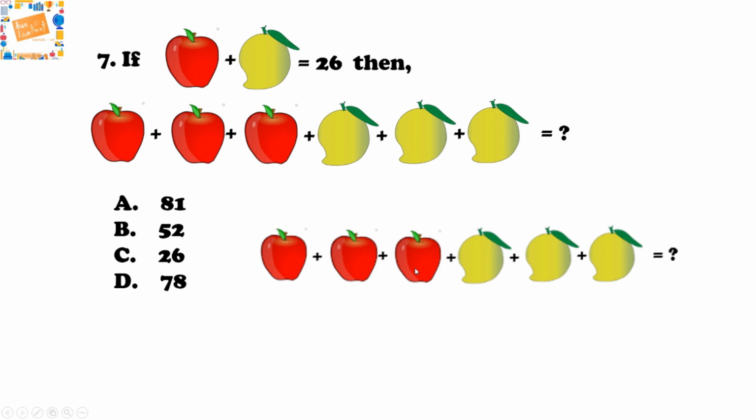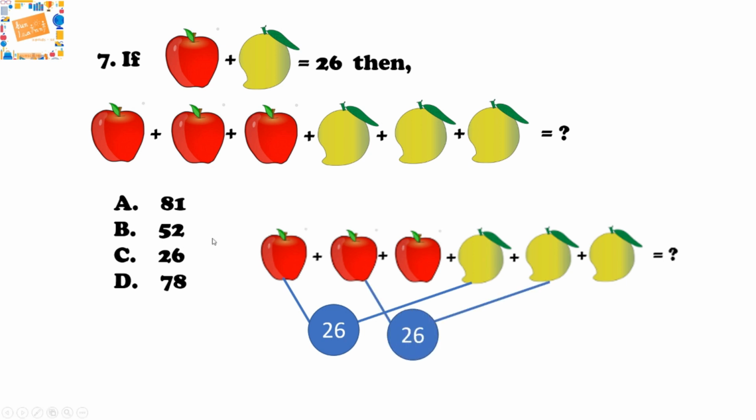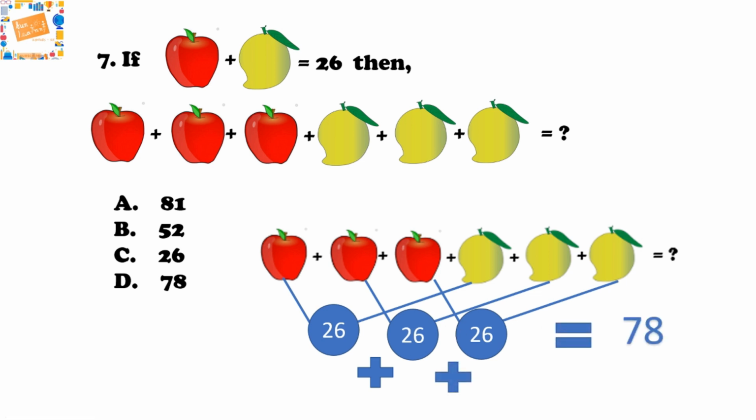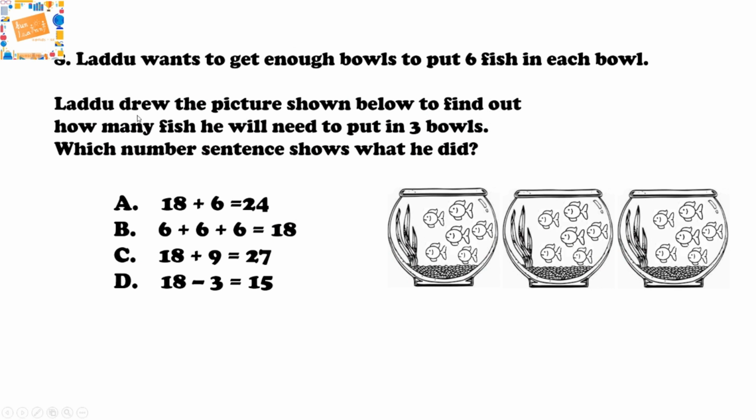Well, let's look at it together. Now we know that apple and mango, that is apple plus mango, gives 26. This combination is repeated one more time, so there's one more 26, and then again, so there's one more 26. So our answer should be 26 plus 26 plus 26, which is equal to 78. So the correct answer here is option D, which is 78. Let's look at the next question.